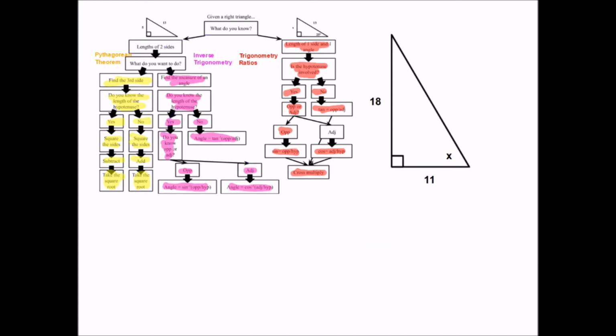All right, we have two sides. We want to find x, this angle. Do we know the length of the hypotenuse? No. So the angle is inverse tangent of opposite. Now the opposite side is across from the angle we want to find. Adjacent actually helps make that angle.